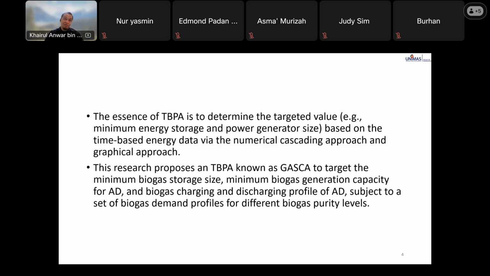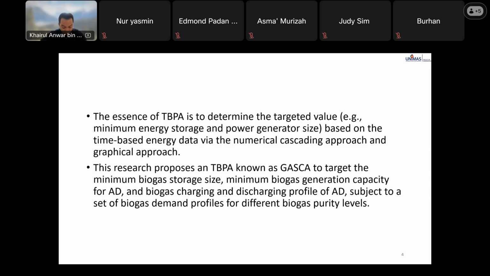We don't want to over design. It's the correct word, over design the gas generation. So examining the effect of total biogas demand and supply variation on biogas system sizing and regional feedstock selection. Right.